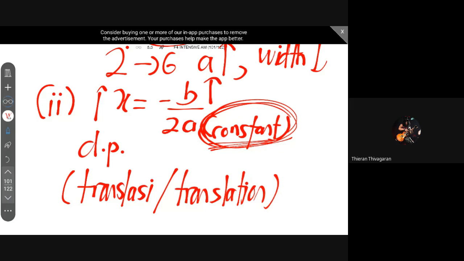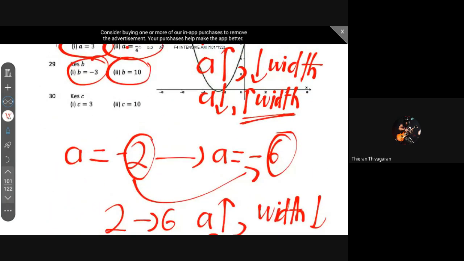Okay, so last one sangat senang. C value the easiest. Gerak atas bawah sahaja. C equals 3, C equals 10. Maksudnya gerak 7 unit ke atas. Move 7 unit upward. Sebab yang ni melibatkan paksi Y.